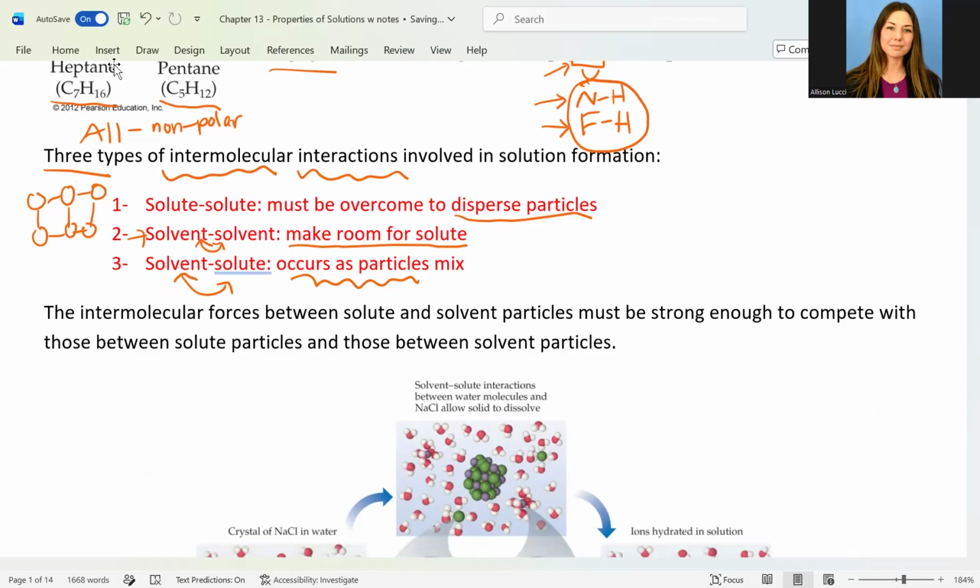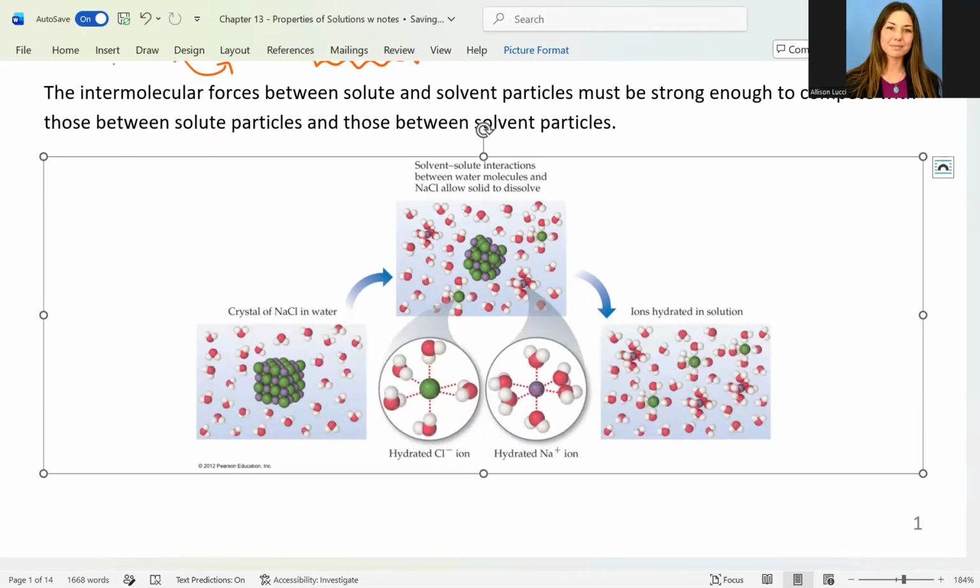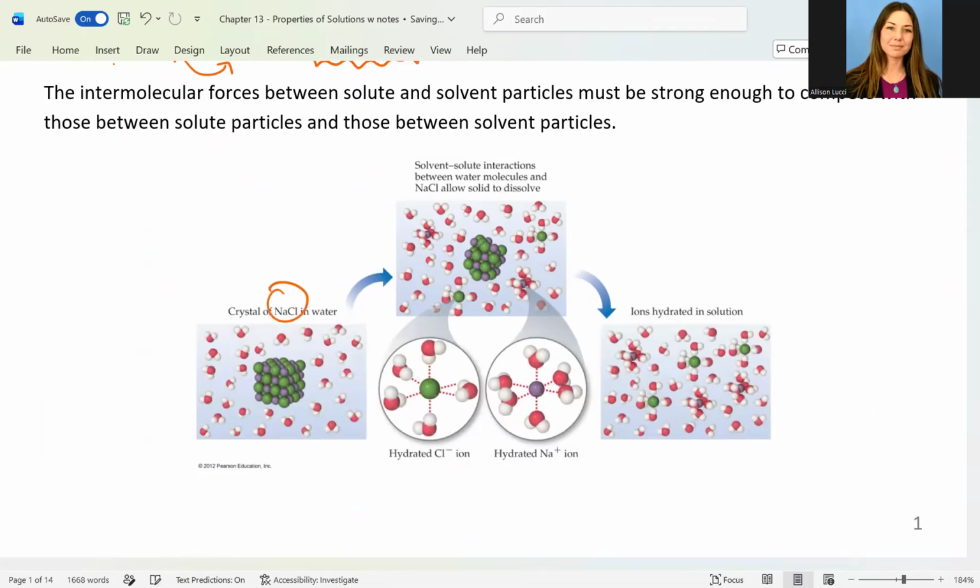So we can see this illustrated here. Again, the example used is table salt, sodium chloride. That's the crystal that we see here. Chlorine's the green, sodium's the purple. As the water molecules surround the salt crystal, you can see that eventually the water molecules will make room, orient themselves in a certain way, and then start pulling away, in this case, the sodium atoms. But we can also see over here the chloride. So sodium ions rather, and chloride ions.